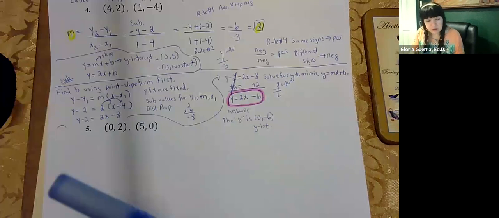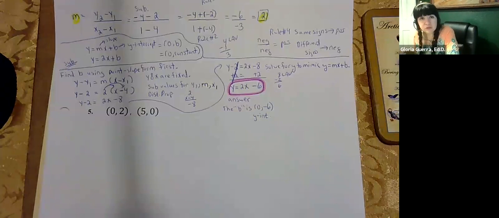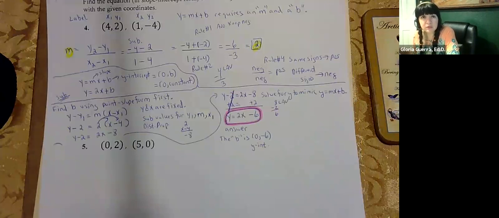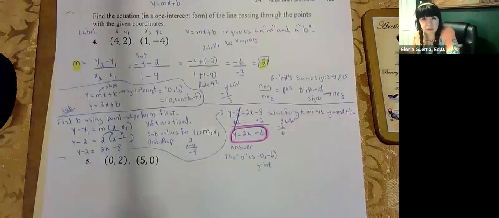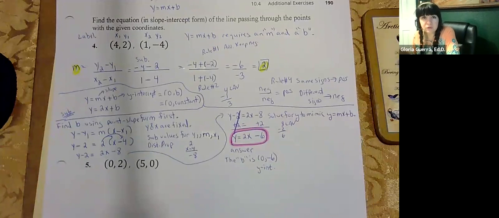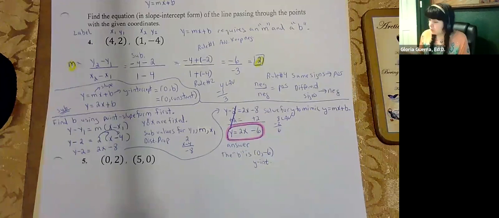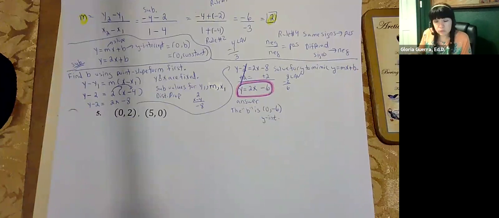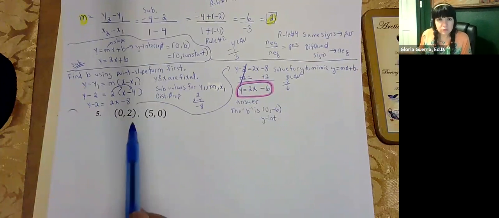Okay, now let's look at number 5. Again, they want the same directions. They want you to find the equation in slope intercept form. So they want y equals mx plus b again of the line passing through the points with the given coordinates, okay? But check out your coordinates. Look at your coordinates. You know what those are? See the involvement of 0? See the involvement of 0?